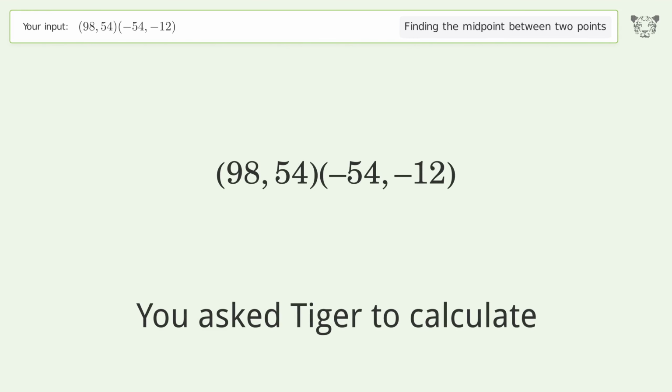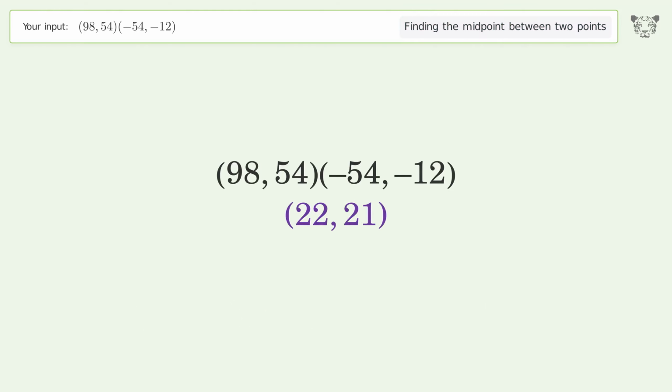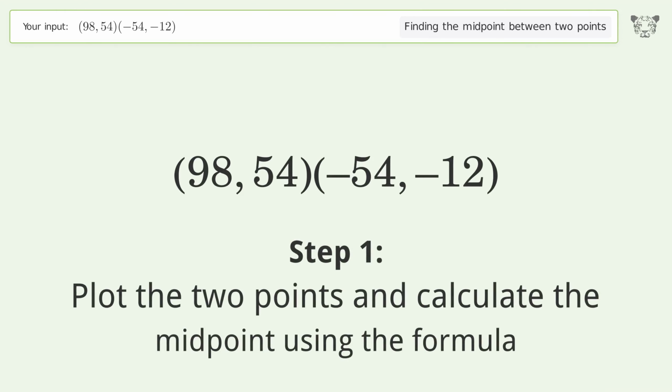You ask Tiger to calculate. This deals with finding the midpoint between 2 points. The midpoint between the 2 points is 22, 21. Let's solve it step by step. Plot the 2 points and calculate the midpoint using the formula.